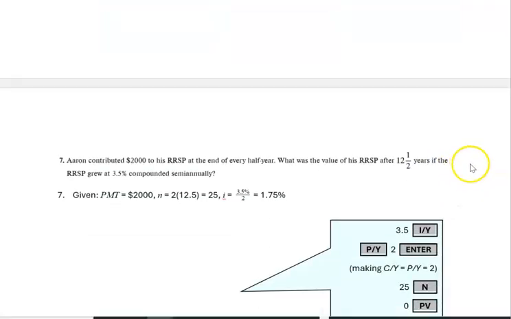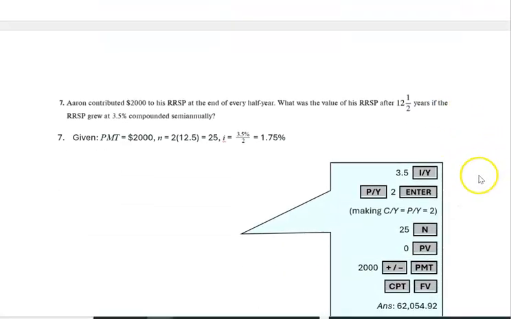Okay, so for the next question, we have number 7. Aaron contributes 2,000 to his RRSP, so the Registered Retirement Savings Plan, at the end of every half year, so semi-annual. What was the value of his RRSP after 12 and a half years if the RRSP grew at 3.5% compounded semi-annual? So again, you can see here that your CY and your PY, your payments per year and your compounding per year, are the same.